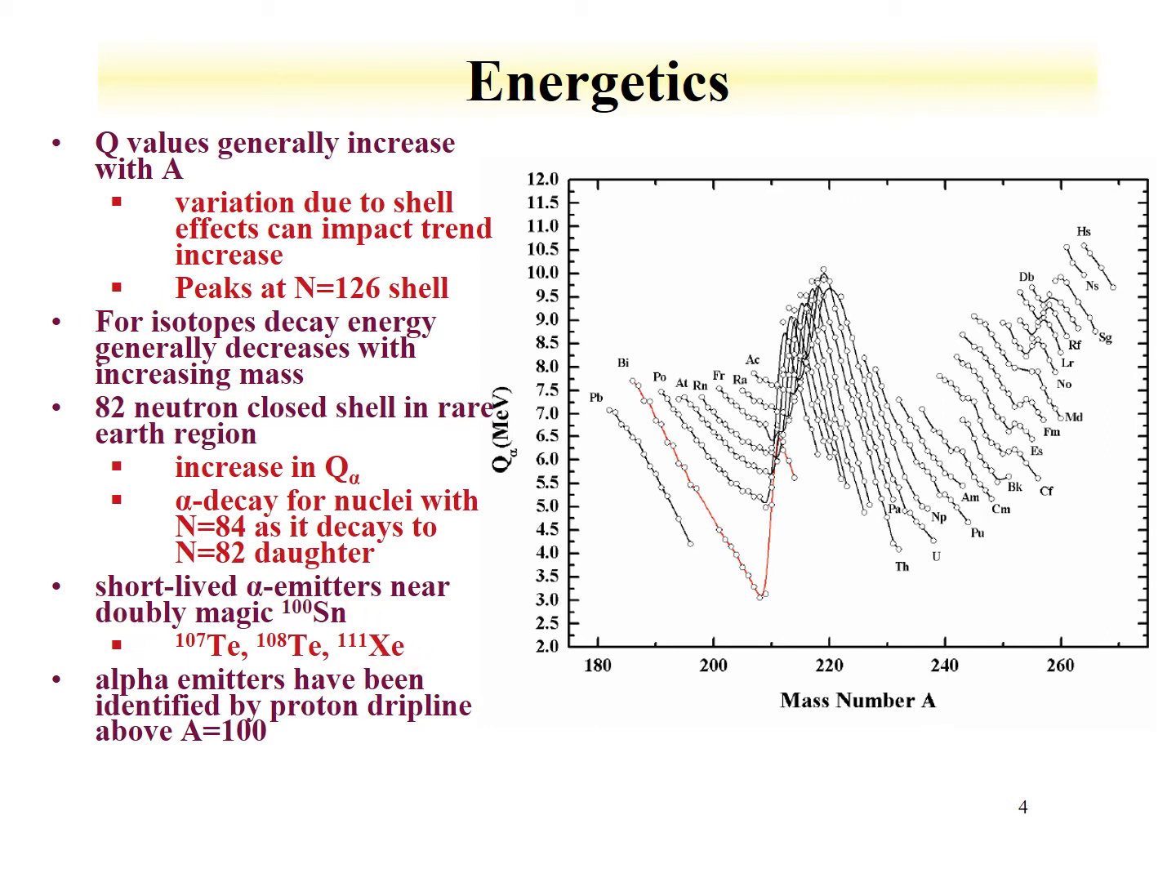Alpha emitters have also been identified by the proton drip line above A of 100. The proton drip line is that part of the chart of the nuclides which is right at the very left-hand edge, so the very, very light isotopes of the elements. And A above 100, if you inspect that area of the chart of the nuclides, you'll see some alpha emitters.